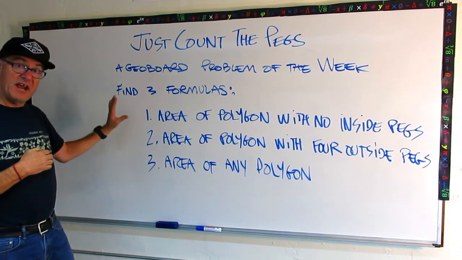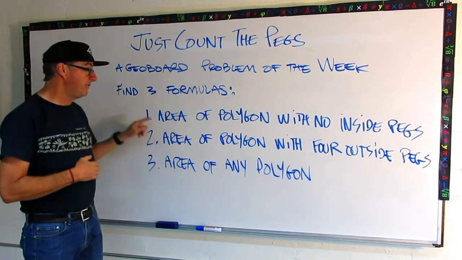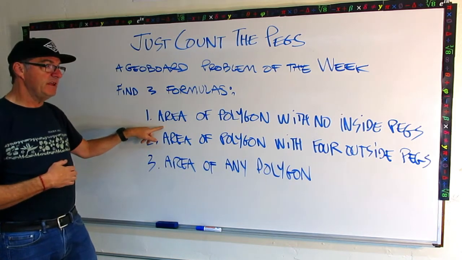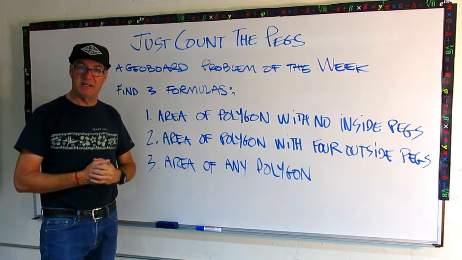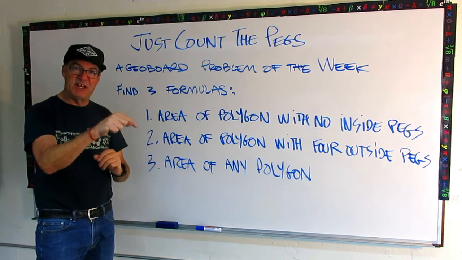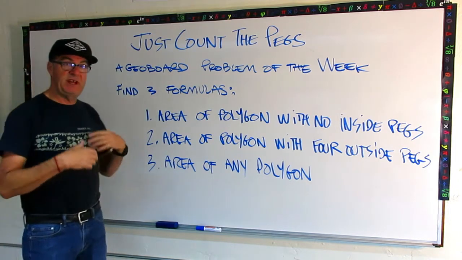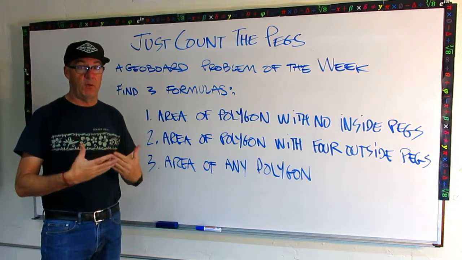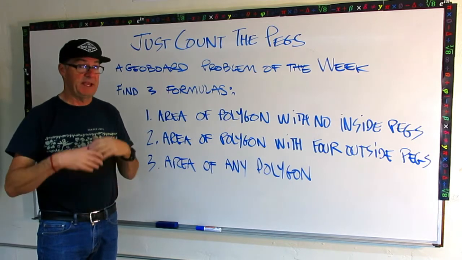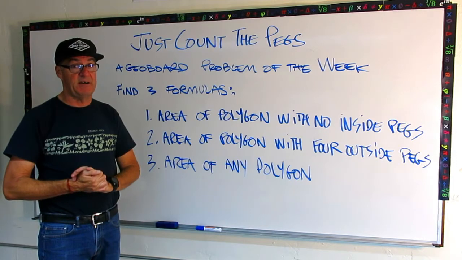They all involve areas of polygons that can be made on a geoboard. The first formula is the area of a polygon with no inside pegs. So you stretch your rubber band around and make your polygon, but you can't have any freestanding pegs inside. Second formula is an area of a polygon with just 4 outside pegs. You can make any polygon you want, it just can only have 4 pegs on the outside.